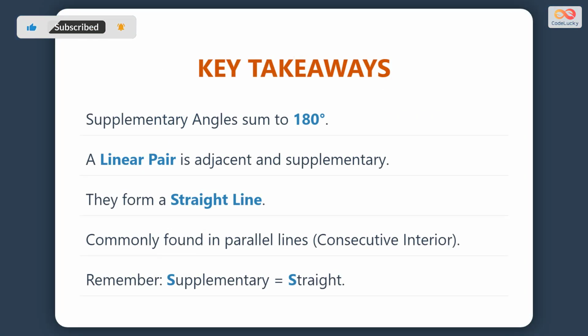To wrap up, remember these key points. Supplementary angles always sum to 180 degrees. When they are next to each other on a line, they form a linear pair. And finally, use the letter S to remember supplementary equals straight line.